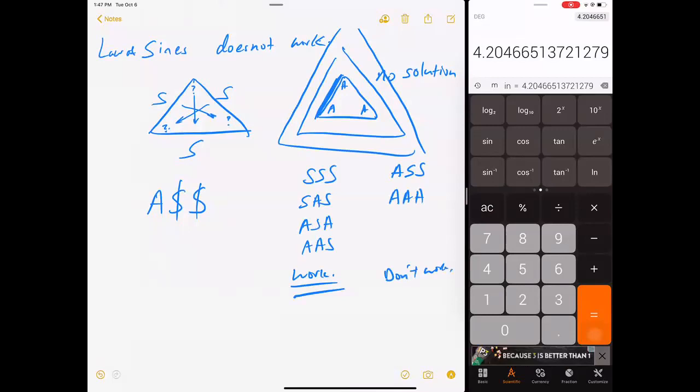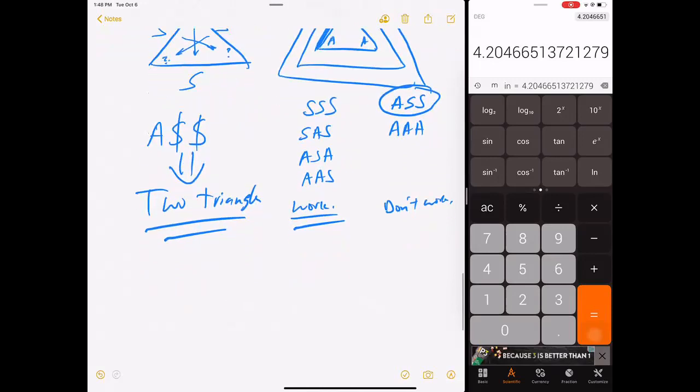But we're learning law of sines and cosines. This actually we can solve. But the reason why ASS doesn't work is because it gives us 2 triangles. And we'll learn how to do that next time in class. It is a little bit tough to realize, but if you have a triangle that is angle, side, side, it could give us 2 possibilities.